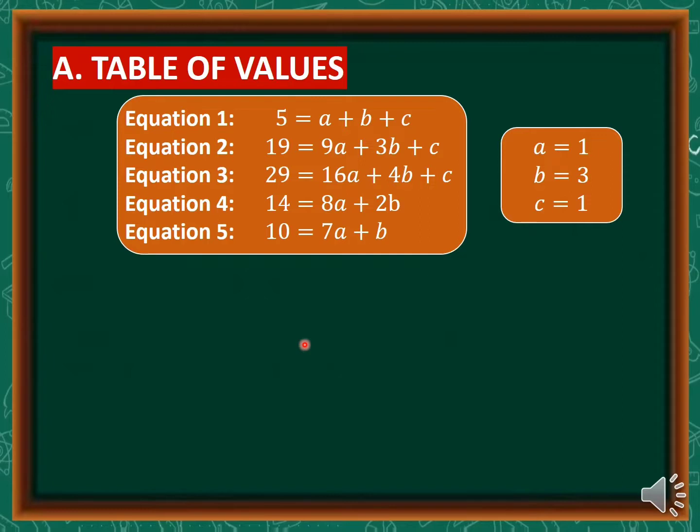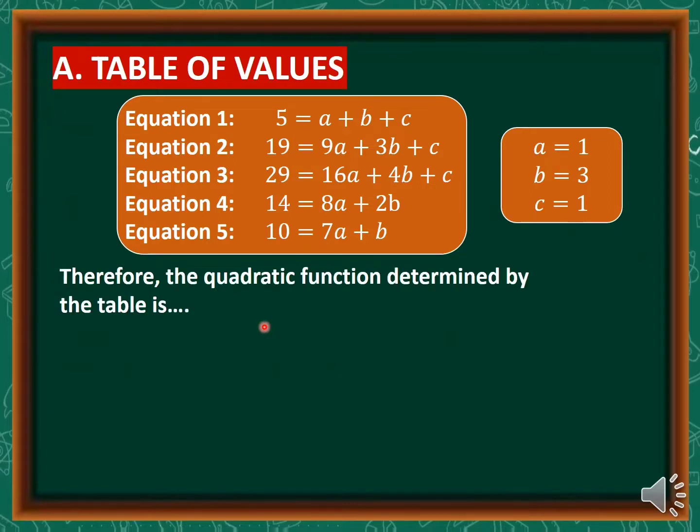Hindi pa po dyan natatapos kasi hindi pa natin nakukuha yung equation. So, di ba ang target natin is to form an equation in the table of values, in the given table of values. So, papaano po yan? In order to do that, we have to substitute the values of A, B, and C to our quadratic function. Eh, ano ba yung general form ng quadratic function natin? Alright, so that is y is equal to ax squared plus bx plus c.